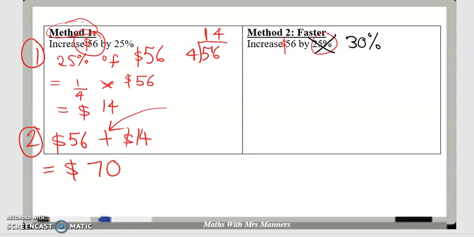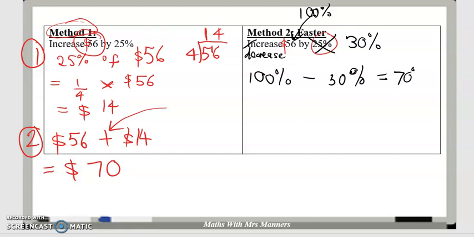that. So if we want to, and this time around, instead of increasing, let's decrease. Let's change the question a little bit. Decrease $56 by 30%. Now, what I want you to remember is that $56 is your whole amount that you start off with. And so as a percentage, that's 100%. So if we want to decrease $56 by 30%, then I don't want 100% anymore. I want it to be 30% less. And 30% less than 100% is 70%.